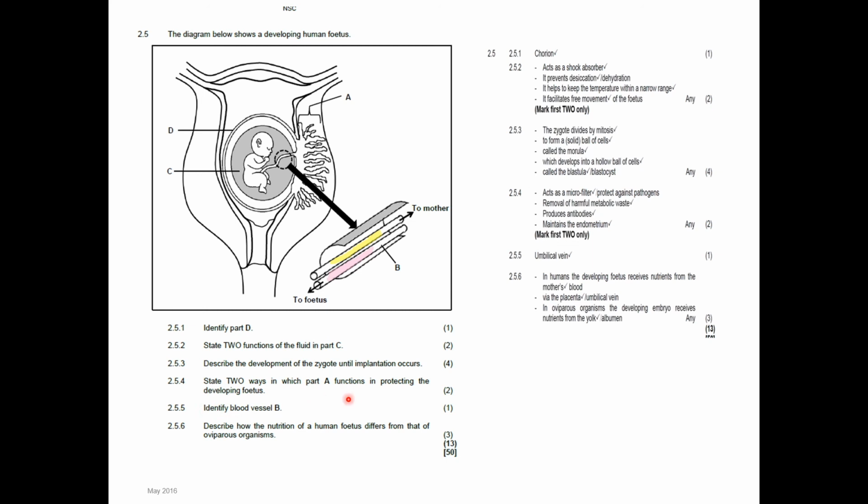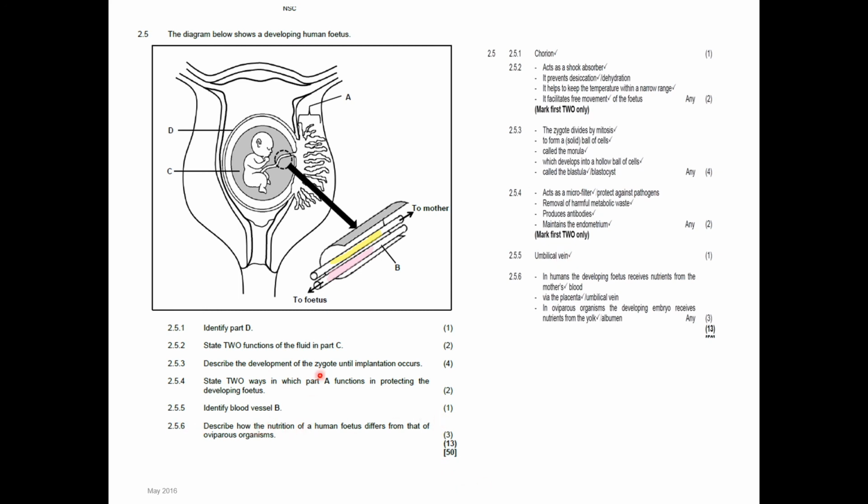2.5.4, state two ways in which part A functions in protecting the developing fetus. Now, part A is actually the whole part, the chorionic villi, and we know that's made up of the mother's blood vessels and the fetal blood vessels, so it's the function of the placenta. I would have said it acts as a filter against pathogens. I would have said provides antibodies. Here, the memo also says maintains endometrium and removes harmful metabolic waste. But the examiner and the marker will only mark the first two. So make sure you know this is a very good question.